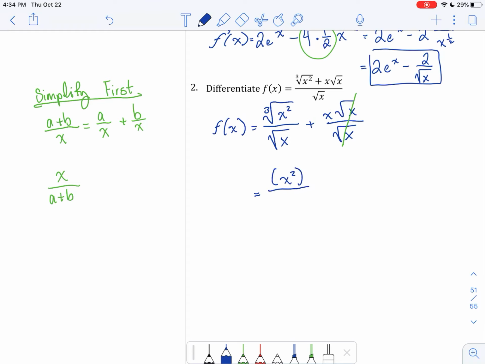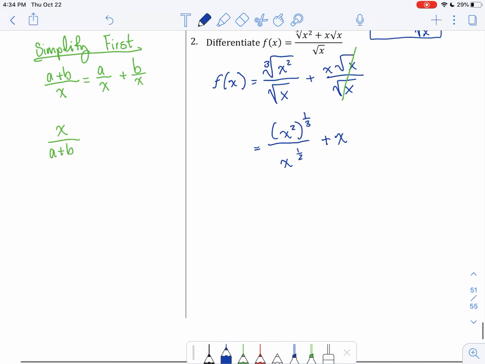So this is x squared instead of cube root. It's to the power of 1/3. And then x is to the 1/2 for the root, plus x just from the second term. Now we end up with x squared, and when they're looking like this, remember we can multiply the exponents together. So this becomes x to the 2/3.